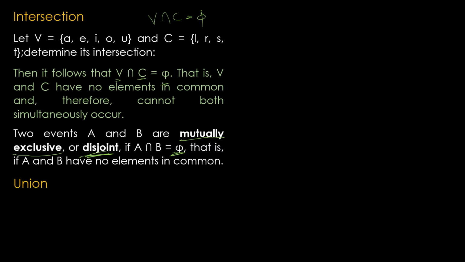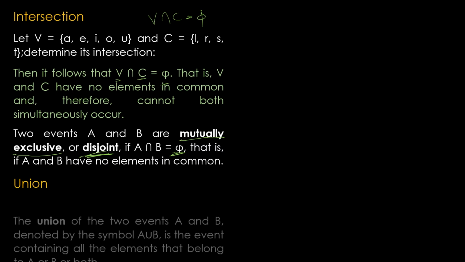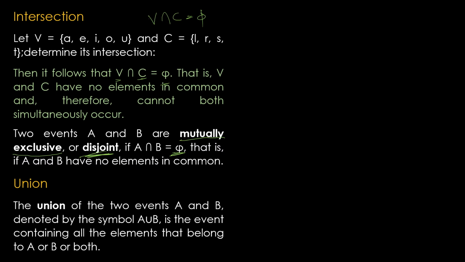Clear? Next, we have the union. The union of two events A and B, denoted by this symbol, ∪. The union of A and B is the event containing all the elements that belong to A or B or both. Okay, if the intersection earlier was just choosing what they have in common, for this one we are to list all of the events that occur in A and all the events that occur in B, and what they have in common, or both.